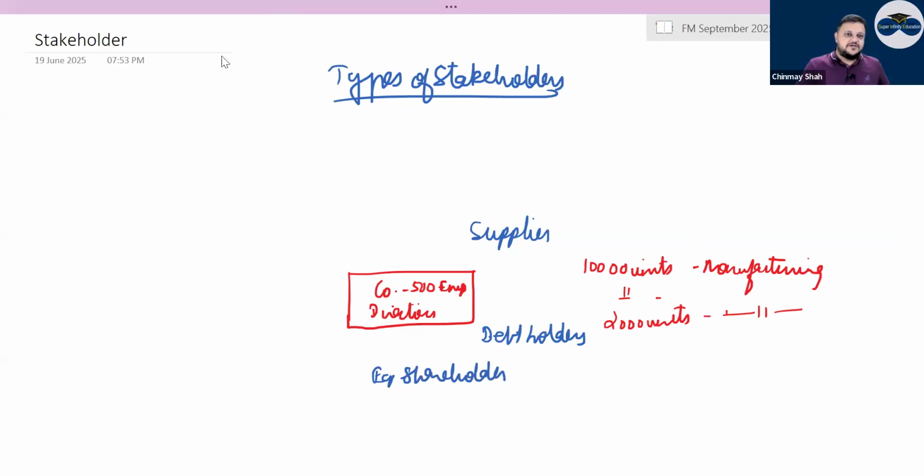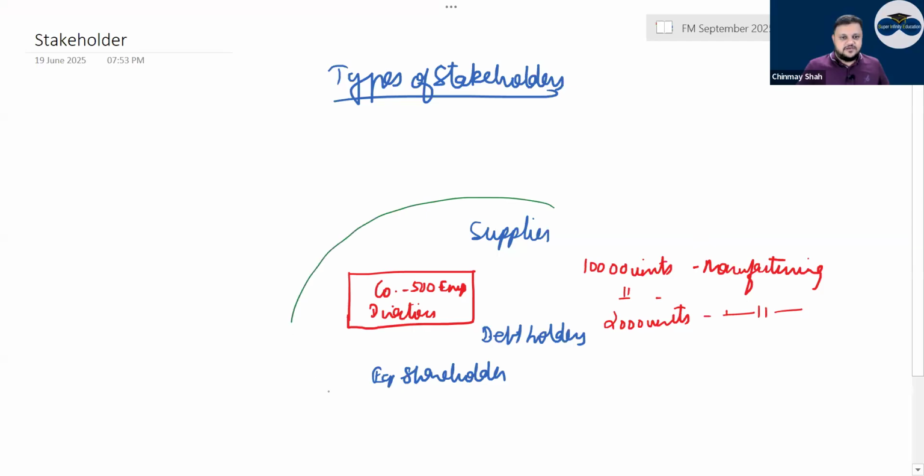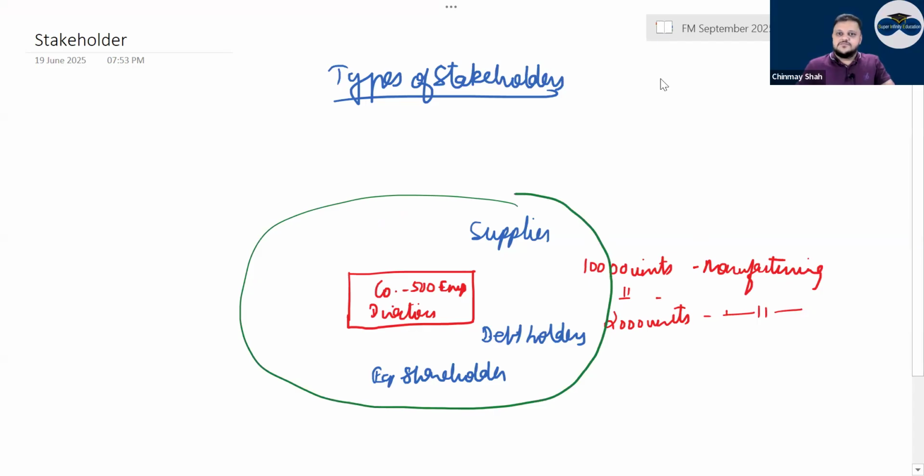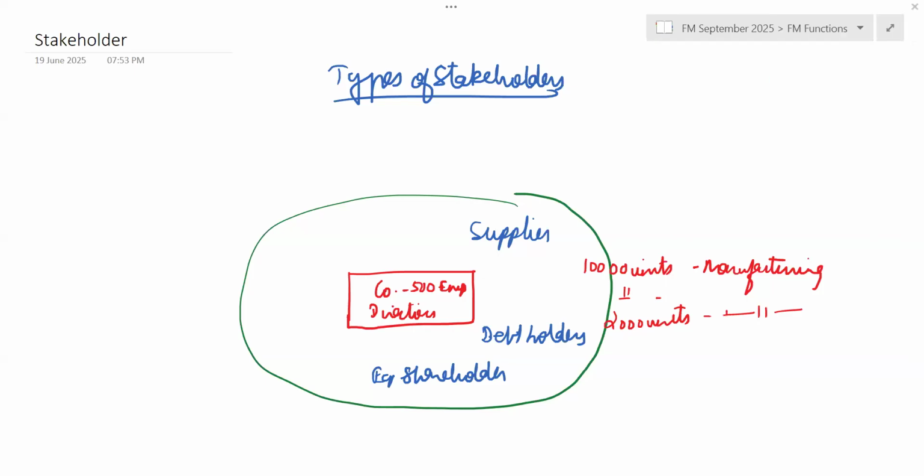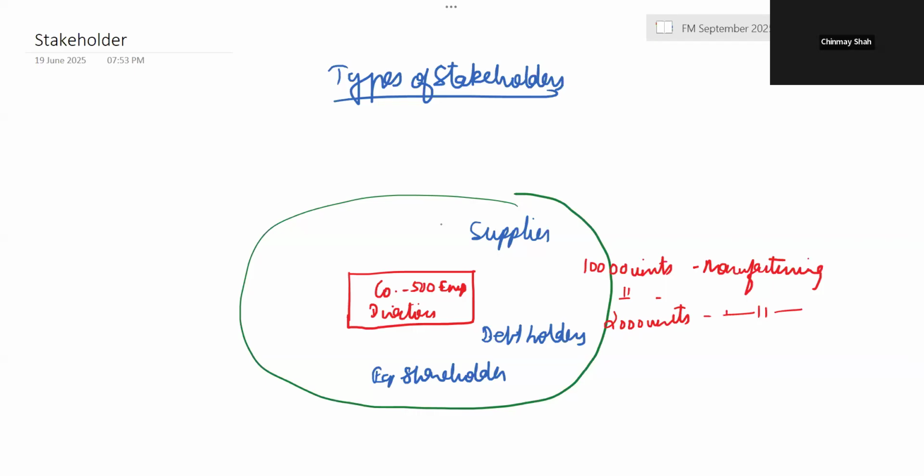So देखो how I am doing it, right? This is an inner circle, correct, for the company. This is connected stakeholders, right? Connected. Just a second. Supplier, debt holder, equity shareholder.